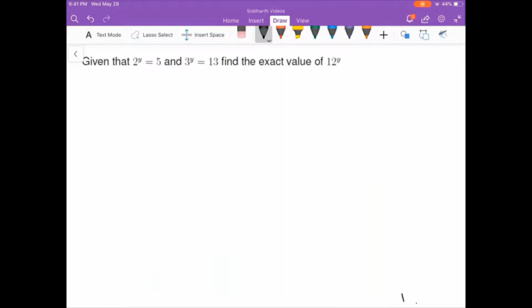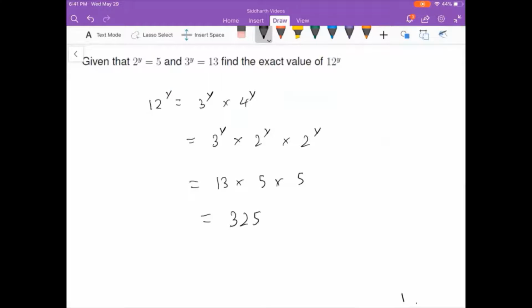In this question, we are given that 2 to the power of y is 5 and 3 to the power of y is 13. We have to find the value of 12 to the power of y. We know that 12 to the power of y is the same thing as 3 to the power of y into 4 to the power of y, which can also be written as 3 to the power of y into 2 to the power of y into 2 to the power of y. Substituting, we get 13 into 5 into 5, which is equal to 325.